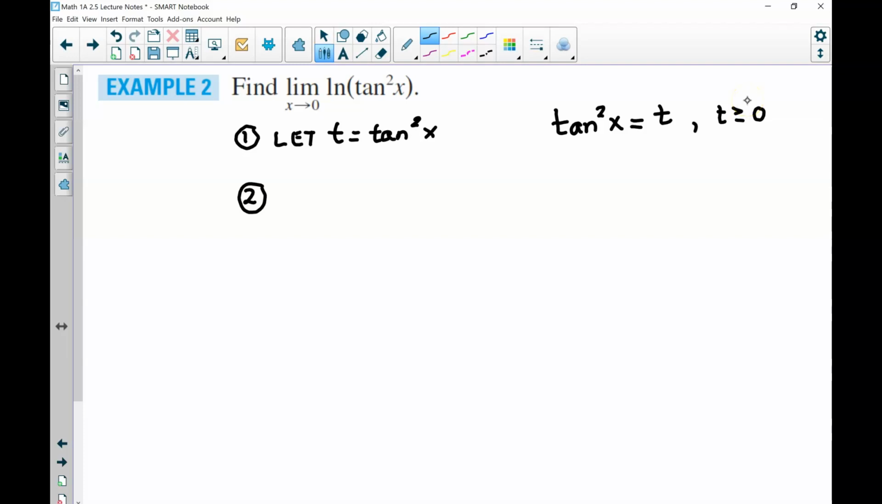And so by the following, what we can say is that t, which is equal to the tangent squared x, would then be the tangent squared 0, which is equal to 0, as x gets closer to 0, because the tangent is a continuous function.